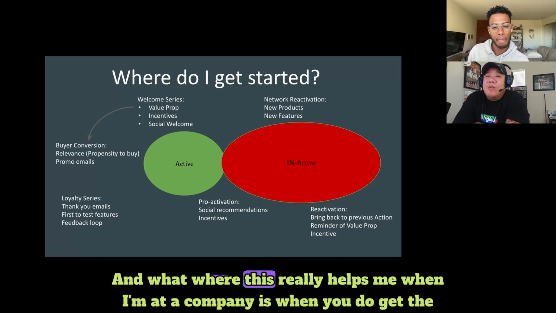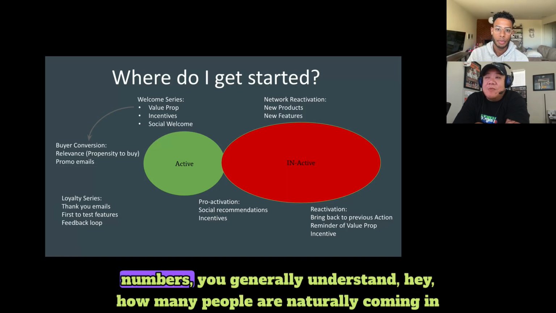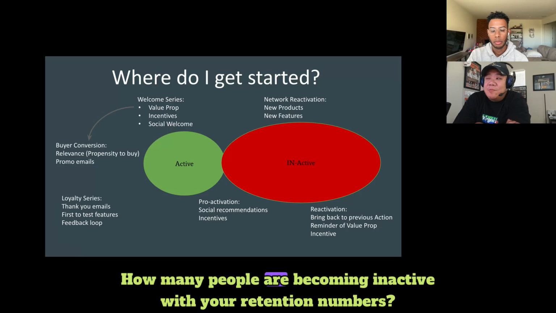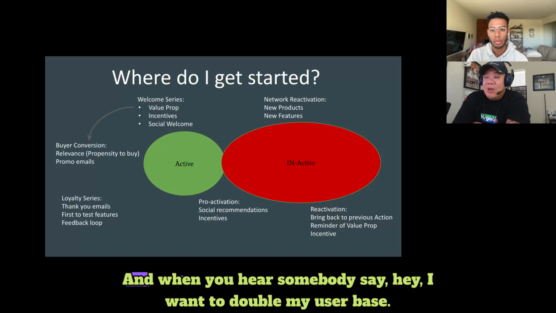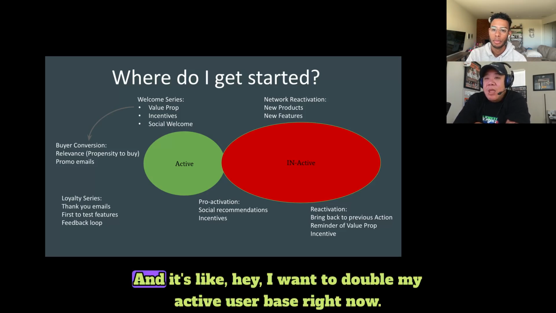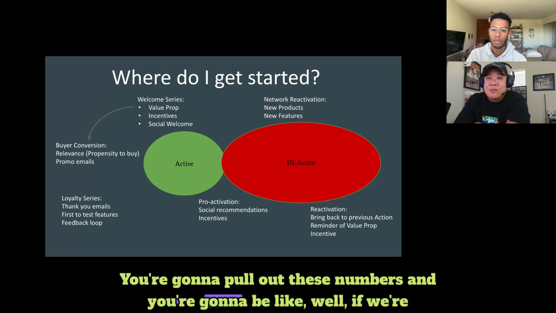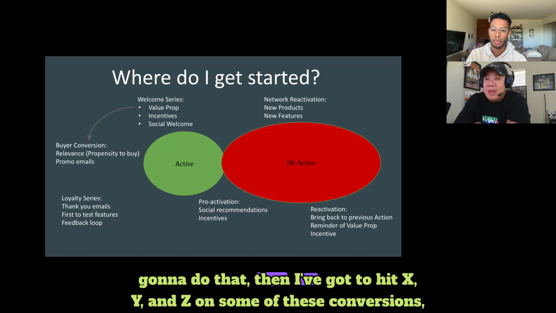Yeah, where this really helps me when I'm at a company is when you do get the numbers, you generally understand how many people are naturally coming in new, how many people are becoming inactive with your retention numbers, and you can make goals, and you can hit your KPIs. You can overlay those quickly, and when you hear somebody say, hey, I want to double my user base, and it's like, hey, I want to double my active user base right now, you're going to pull out these numbers, and you're going to be like, well, if we're going to do that, then I've got to hit X, Y, and Z on some of these conversions, right?